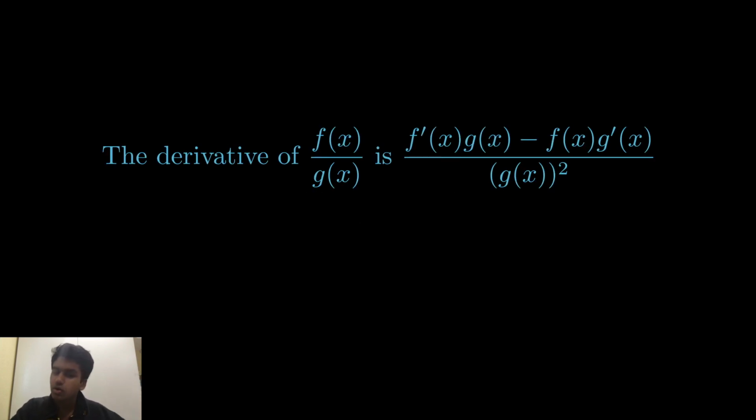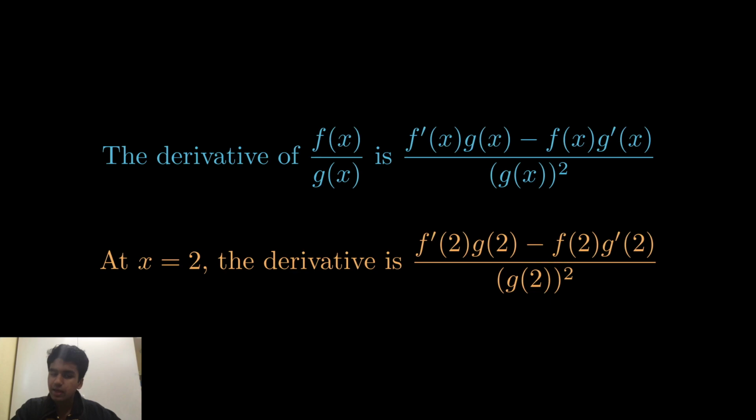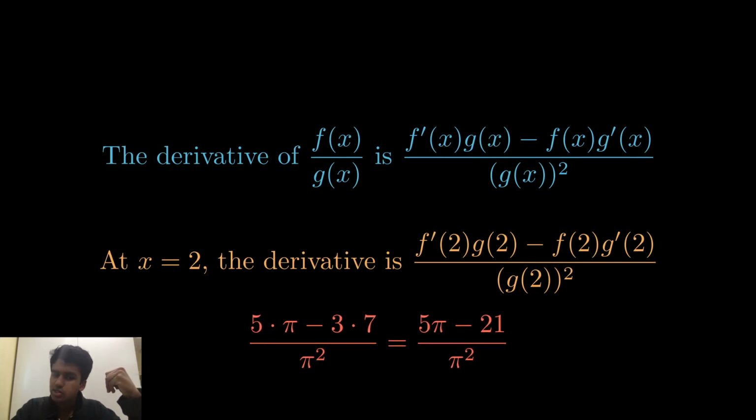Now part C wants us to find the derivative of f over g at x equals 2. So we use the quotient rule, and we know that the derivative is g of x squared at the bottom, and at the top, f prime of x times g of x minus f of x times g prime of x. So we substitute 2 for x, and then we find each value such as f prime of 2, g of 2, f of 2, and g prime of 2, and we substitute all of these values into our expression. And doing so gives us 5 times pi minus 3 times 7 over pi squared, which is 5 pi minus 21 over pi squared.